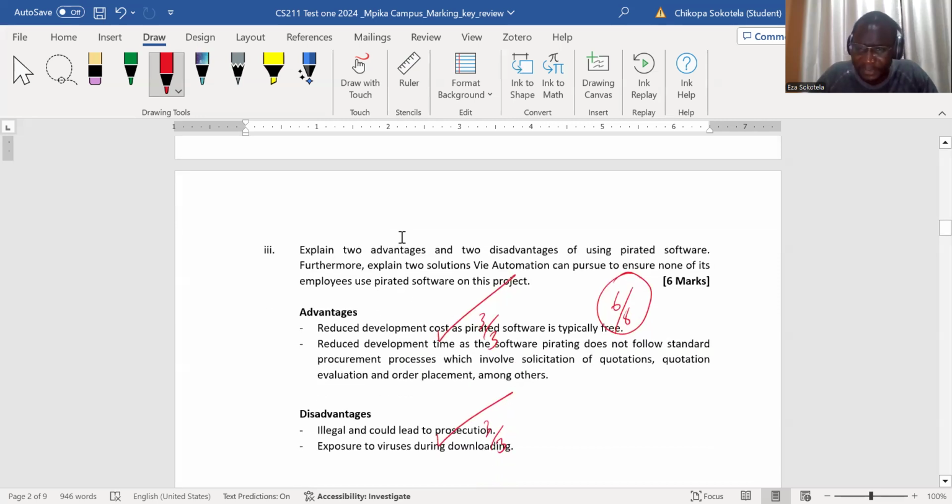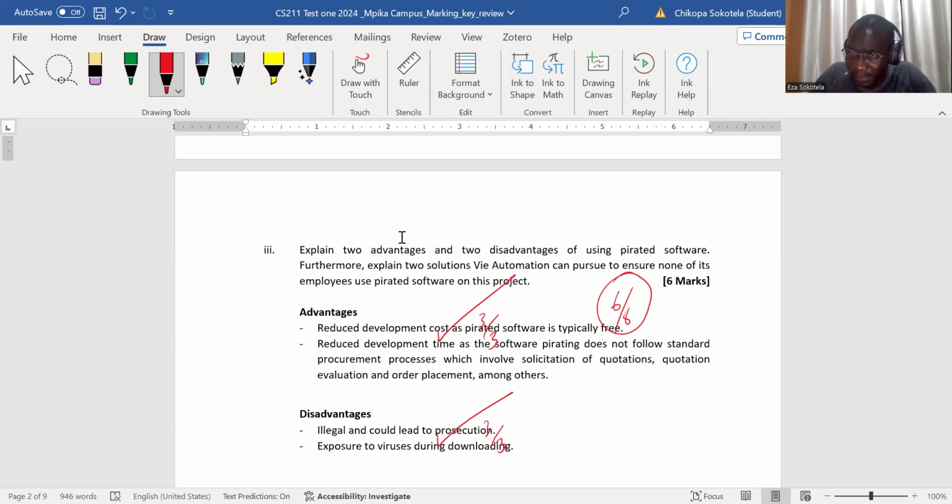Explain two advantages and two disadvantages of using pirated software. You know what pirated software is. That is software that you have not been permitted by the owner, the developer, to use, right? Let us say, for argument's sake, you are using Microsoft Word, a cracked version of Microsoft Word. You have not bought the license for that. What you're using is cracked software.